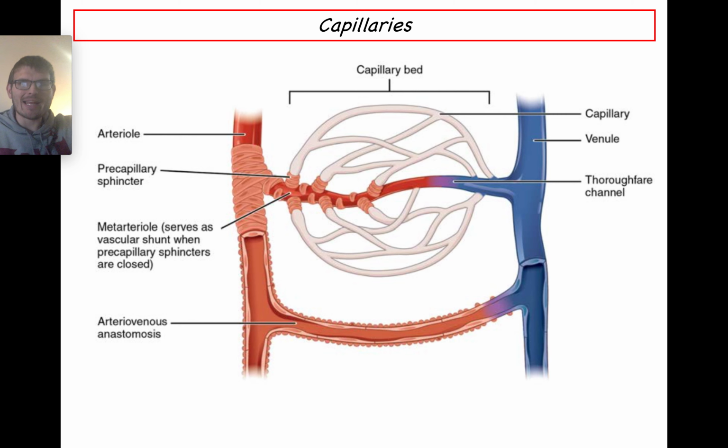So here's something kind of interesting. This is a picture of an arteriole leading into a capillary, and then coming out on the other side, we have a venule. Capillaries, as I mentioned, are extremely narrow. They have such a small diameter that red blood cells can often only go through in single file line. So there's nothing really new here except for one thing.